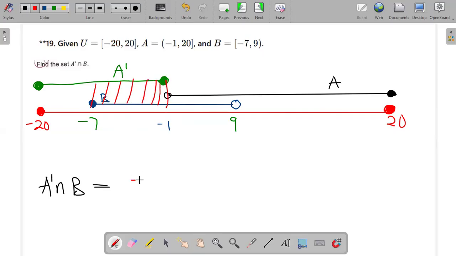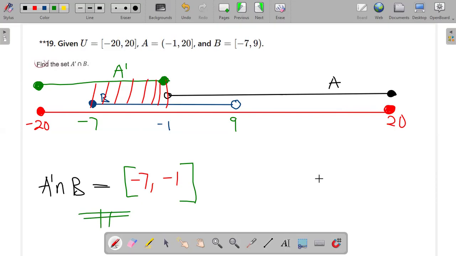That part there is from minus 7 all the way to minus 1. Now we decide which brackets we are going to put. Here, the minus 7 is included. Because a solid line is passing at minus 7, it's also included. So I put a square bracket. Here at minus 1, there's a solid line passing through the minus 1, and it's shaded here. So this one is included too. So that is the intersection of A complement and B.